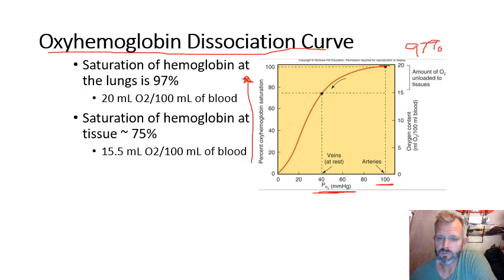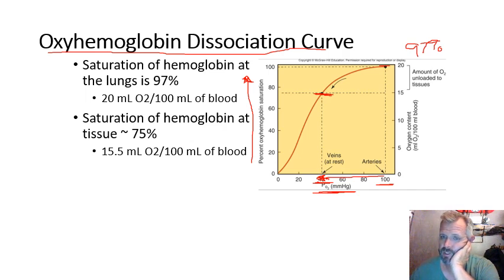Okay, but look as we move down in partial pressures. How much saturation is there? When we reach the veins, if you remember the partial pressure at the tissues, at the capillary beds, was roughly around 40. And how much of the hemoglobin do you see bound to oxygen? Now we're down to roughly 74%.